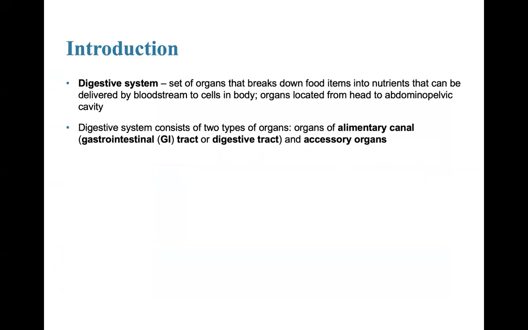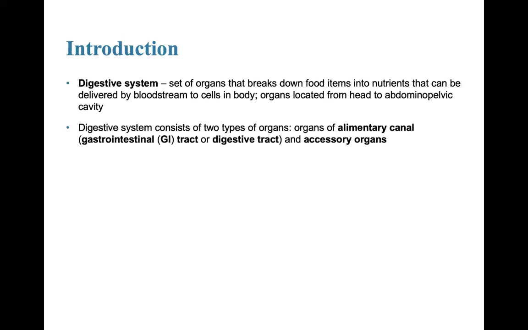Organs are located from the head all the way to the abdominal pelvic cavity. So it starts with the oral cavity, with the mouth, and it goes all the way through the body, through the abdominal pelvic cavity, and eventually ends in the anal rectal area. The digestive system consists of two types of organs that are directly part of the alimentary canal or gastrointestinal tract, or GI tract, or digestive tract, whatever you want to call it.